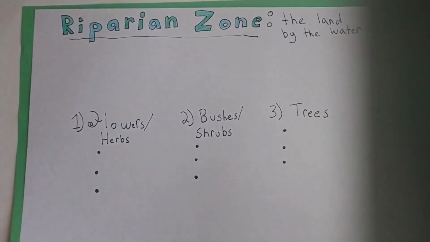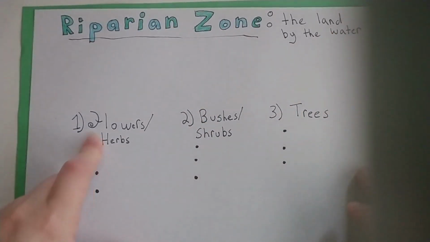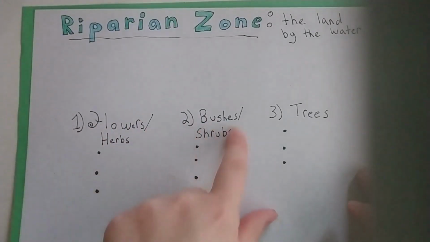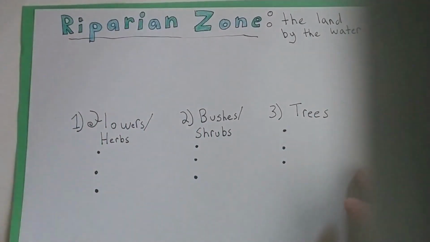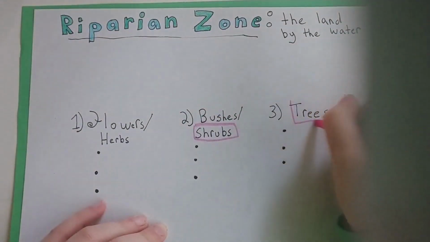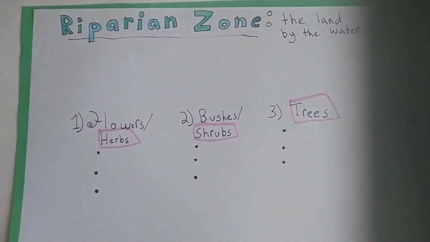And so in the land by the water, and just in the world in general, there are 3 different types of plants. We have them known as flowers, bushes, and trees. But in science, we use the word herbs, shrubs, and trees. So I am going to highlight those for us. Just box them really quickly, because that's how I'll be referring to them for the rest of the lesson. And let's draw some.